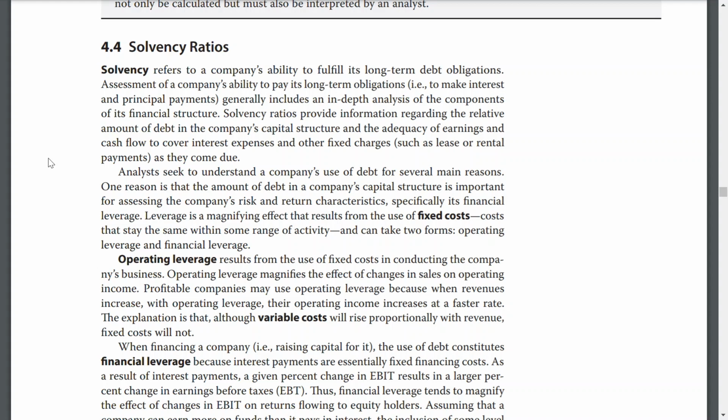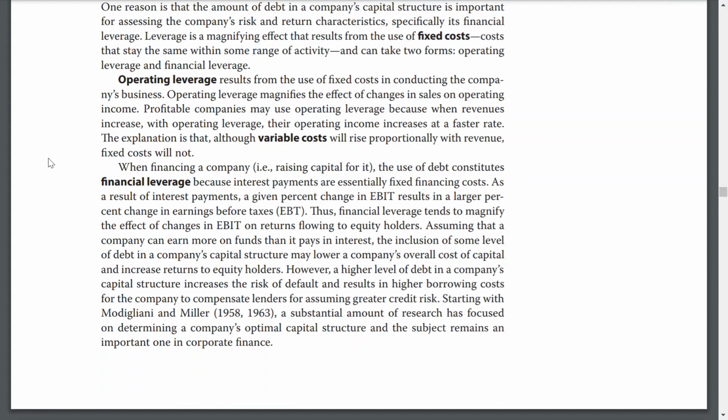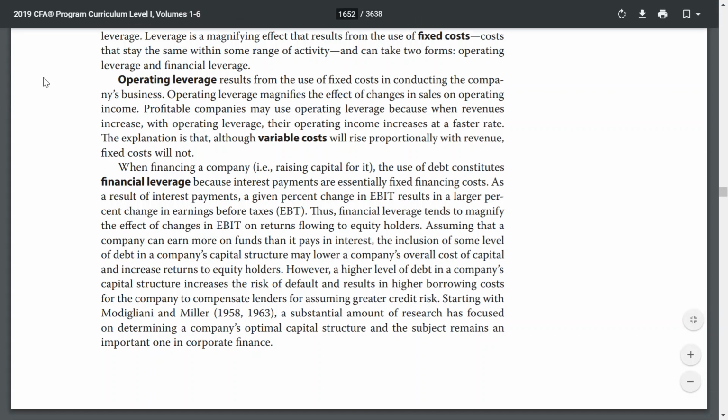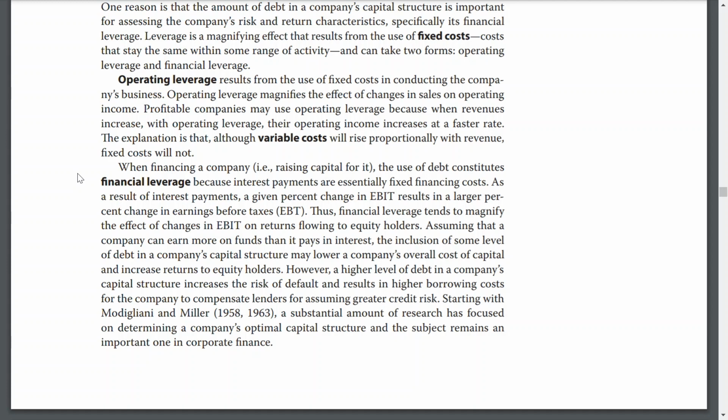When financing a company, the use of debt constitutes financial leverage because interest payments are essentially fixed financing costs. As a result of interest payments, a given percentage change in EBIT results in a larger percentage change in earnings before tax, or EBT. Thus, financial leverage tends to magnify the effects of changes in EBT on returns to equity holders.